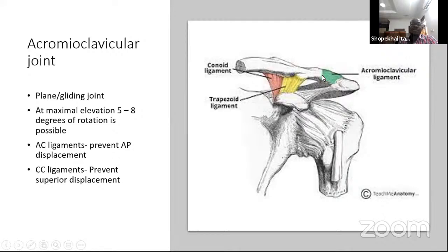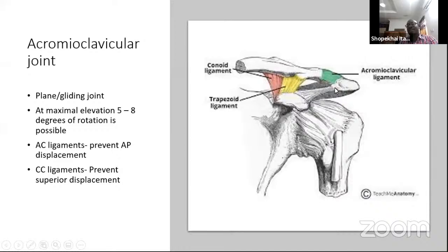And the acromioclavicular ligaments prevent anterior-posterior displacement. But it's important to mention the coracoclavicular ligaments, which are made up of the conoid and the trapezoid ligaments. The conoid is the stronger of the two. These prevent superior migration of the clavicle.